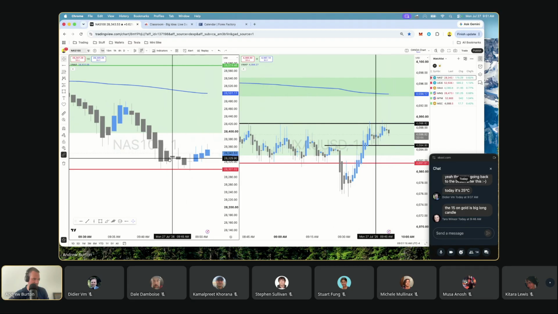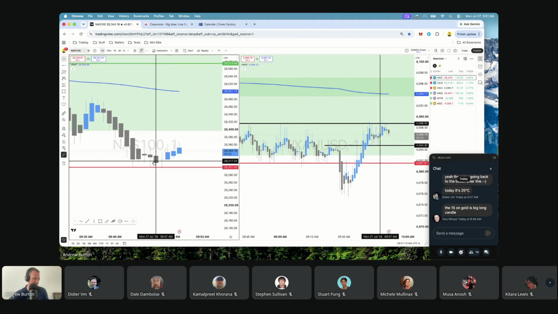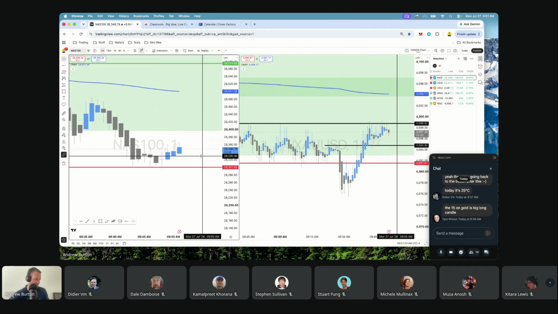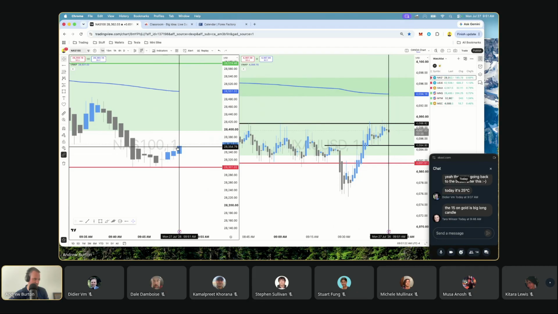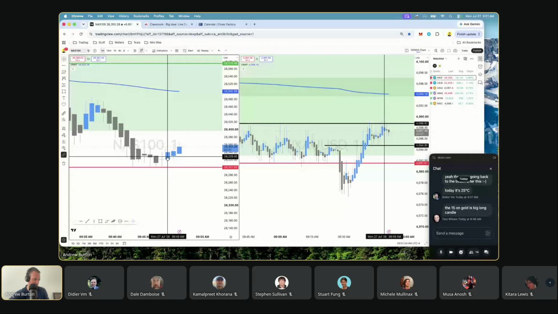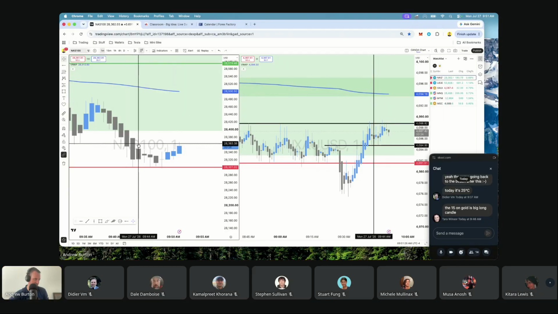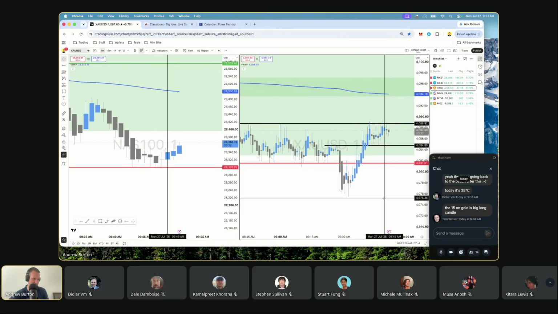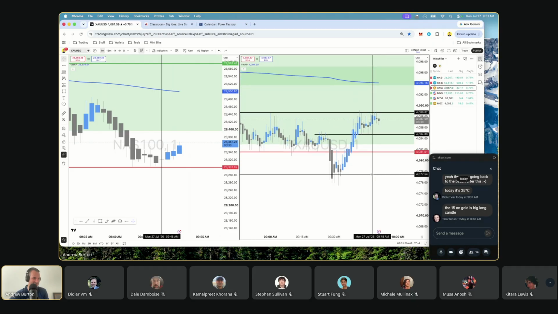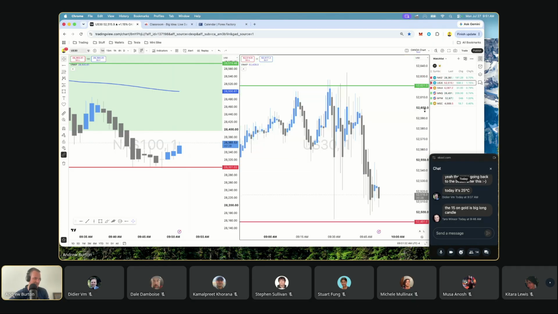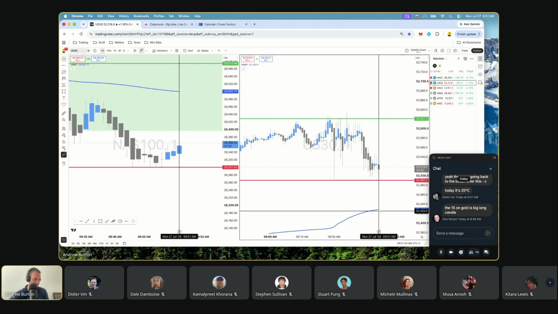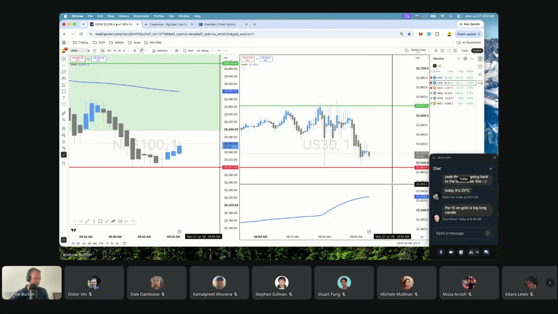So this is doing nothing for us. This candle here was starting to show signs that it wants to go back up, but it's not really doing anything, just going sideways. Gold is still going sideways. US30, we're back down to the bottom of our range here.